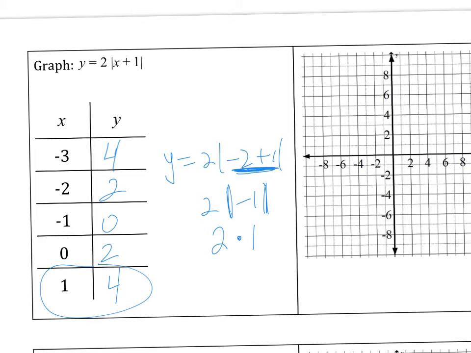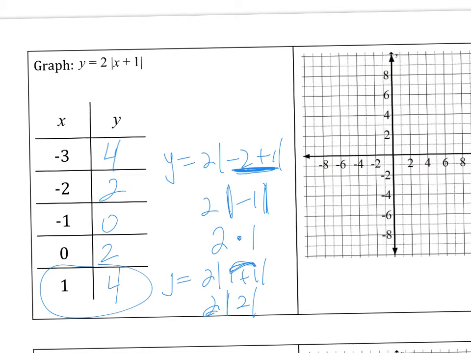If x is 1, y is going to equal 2 times the absolute value of 1 plus 1. Look inside that grouping symbol first. 1 plus 1 makes 2. So we have 2 times the absolute value of 2. To get rid of the grouping symbol, take the absolute value.